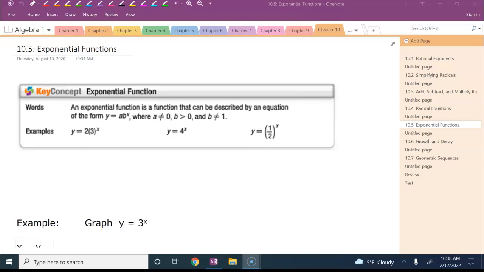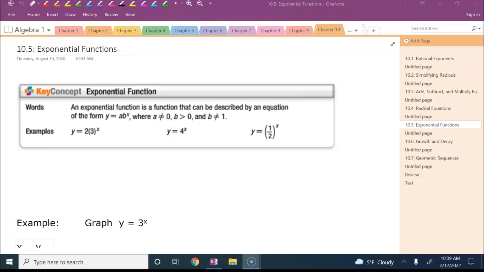Chapter 10, Section 5 is all about exponential functions, and we're going to go over what an exponential function is, what it represents, what it looks like graphically, and talk about some of the features that these graphs have.